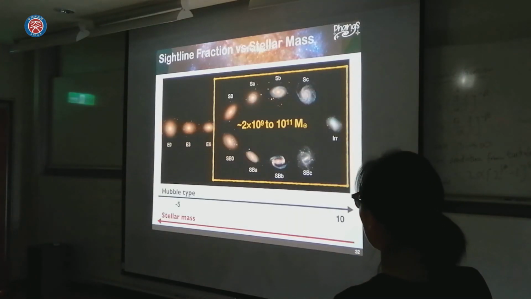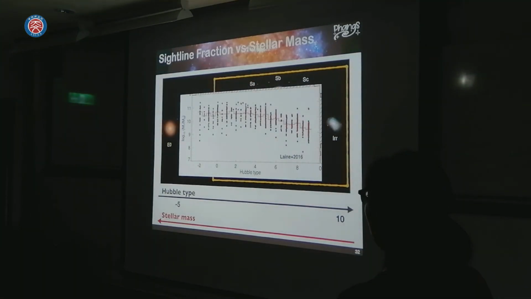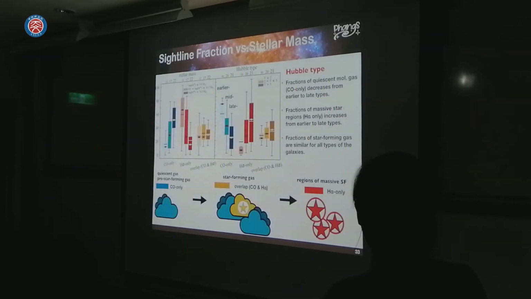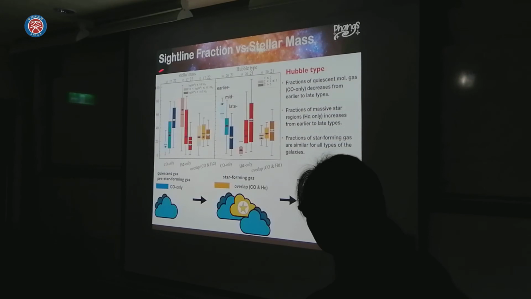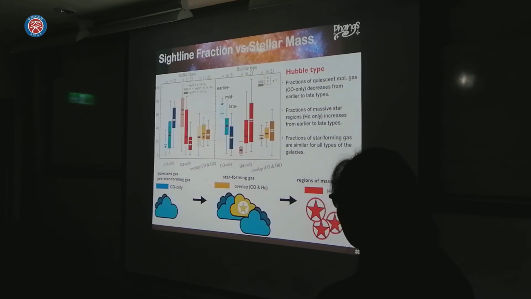And we can also make the same plot but for stellar mass. As you may already know, the Hubble type morphology and stellar mass are somewhat correlated. The early type galaxies tend to have higher stellar mass, and late type galaxies have lower stellar mass. So here's the results for stellar mass. And the trend we observe is reversed from the Hubble type because stellar mass and Hubble type are anti-correlated.